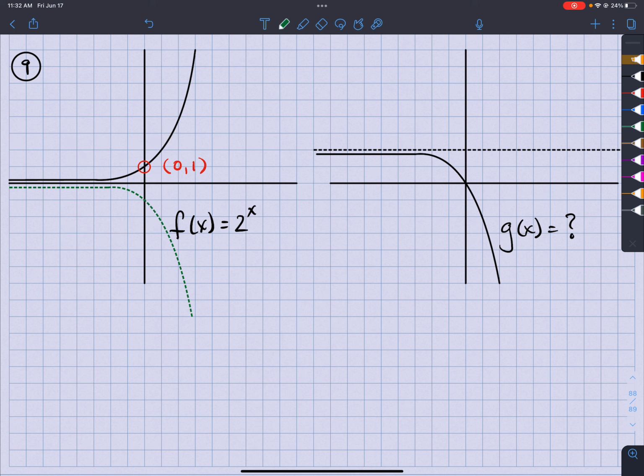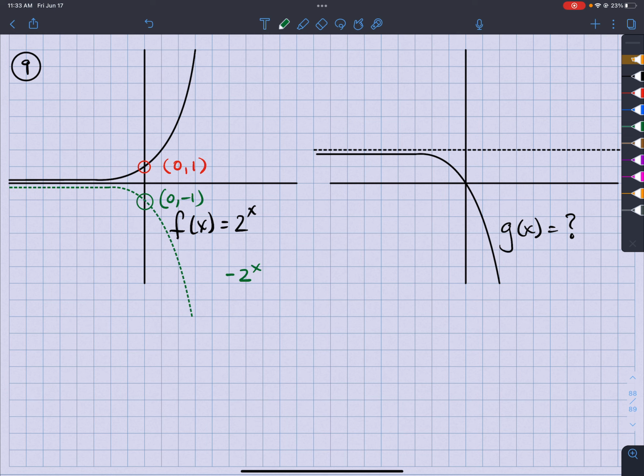Well, this would be taking that 2 to the x and negating the y value, right? Because the y value went from positive to negative. So let me put a circle right here. And notice that this is now 0, negative 1, right? So you can see that the y value was negated, all right? So let's say we did that.